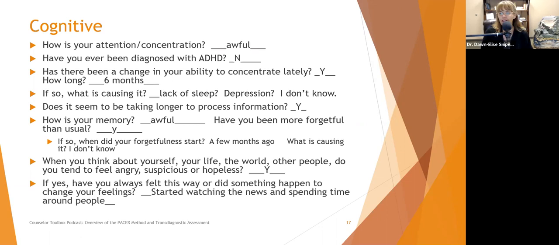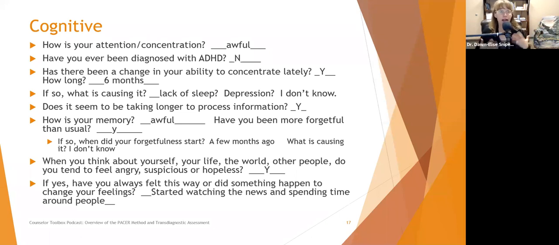When you think about yourself, your life, the world, other people, do you tend to feel angry, suspicious, or hopeless? He said yes. Back to people annoy him. Have you always felt this way, or does something happen to change your feelings? He said, I started watching the news and spending time around people. Well, that's wow. Okay. He recognizes that he feels overwhelmed and powerless.